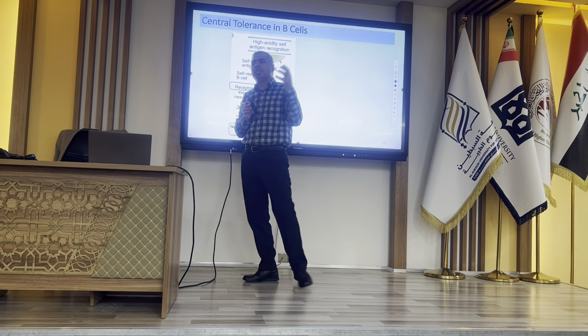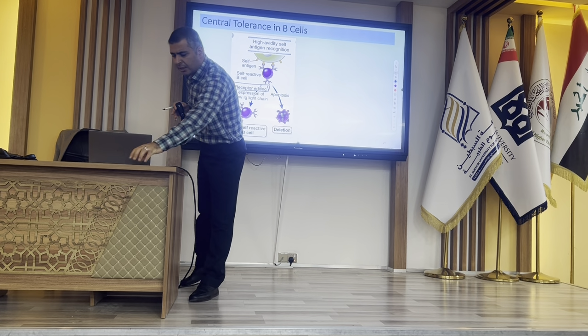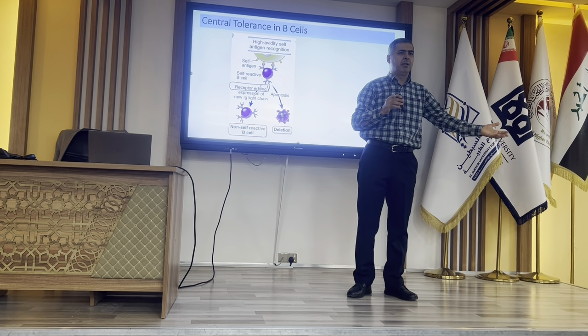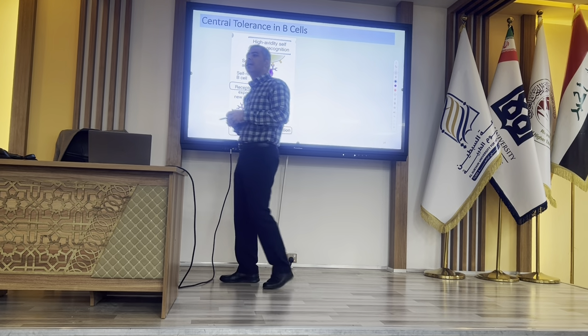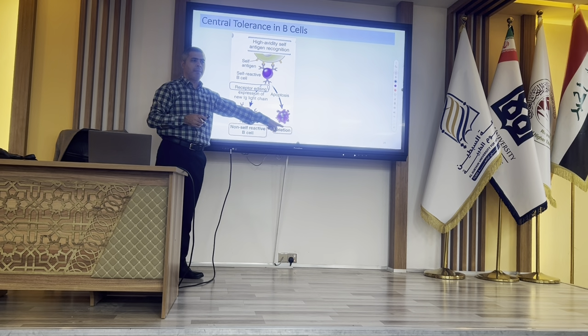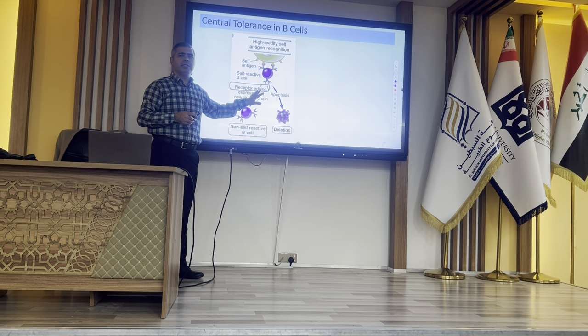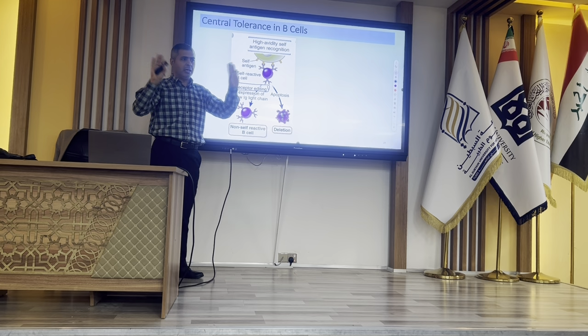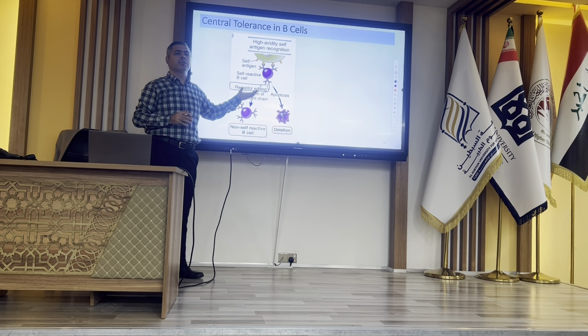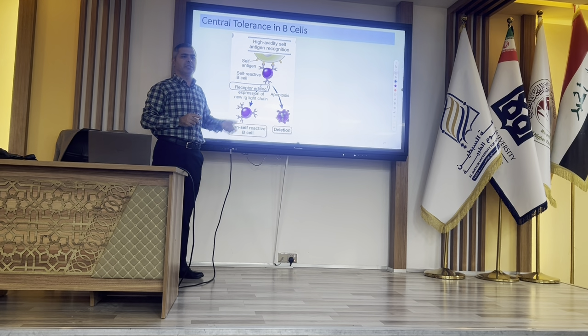And if after changing my receptor I cannot recognize self-antigens, it means that this B cell is not self-reactive. But after editing of the receptor, if this B cell can still recognize self-antigens, it will be eliminated. We have receptor editing just for B cells, not T cells. Okay? Do you know what receptor editing is? The name shows the addition of the receptor, changing of the receptor.